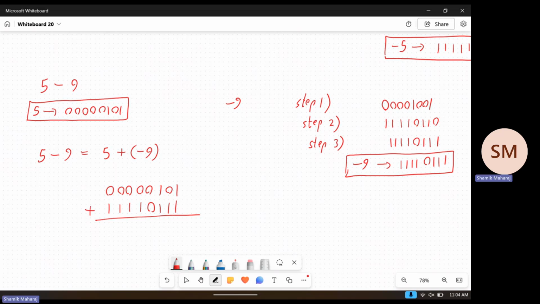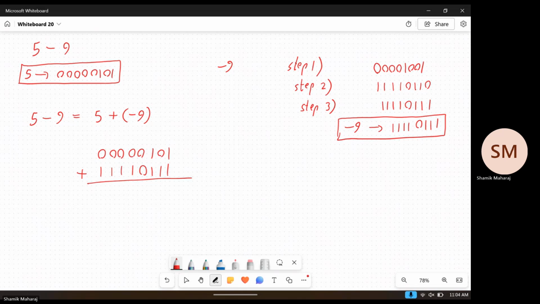Okay, adding these two together. So this we know how to do. We've seen it many times now. 1 and 1 on the right gives us 10, which is 0 carry 1. 1 and 1 is 10 again, so 0 carry 1. 3 ones is 11, so 1 carry 1. 1, 0, 0 just gives us 1, and the rest will just be 1s. So that would be the answer.